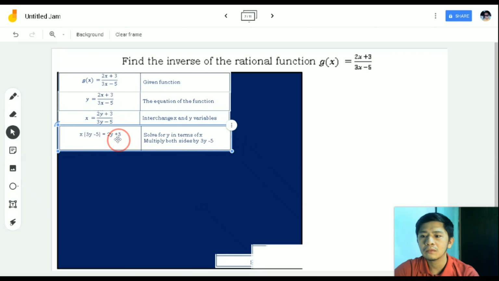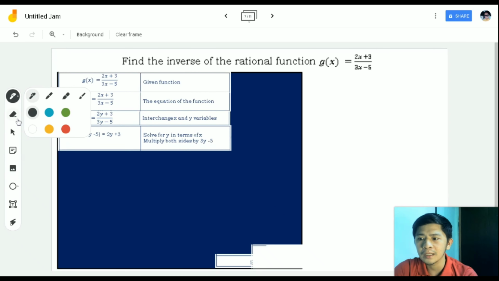The next thing is to solve for y in terms of x. But how are we going to solve for y in terms of x kapag ganito ang equation? So we can just cross multiply by setting that the denominator of x, which is 1. So x over 1 ito, no? Kung x over 1 yan, we have 1 times 2y plus 3, that is 2y plus 3. And then x times 3y minus 5 is x times 3y minus 5. So next, i-distribute na natin yon.